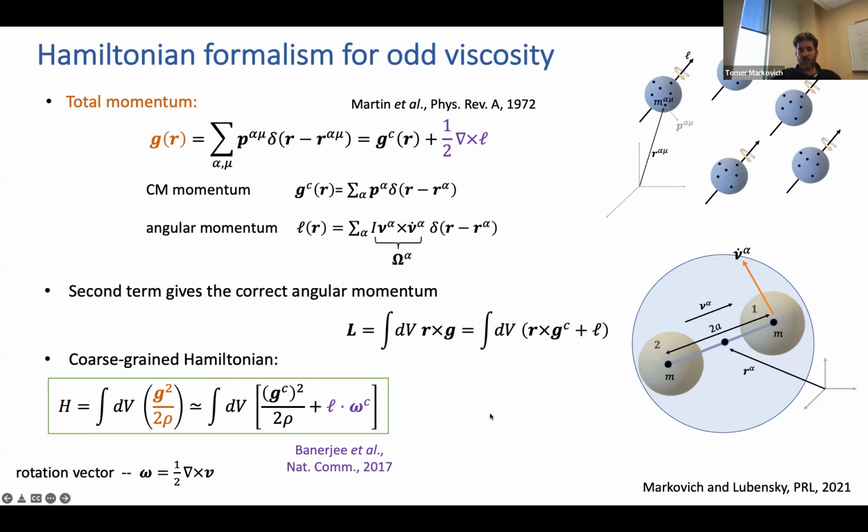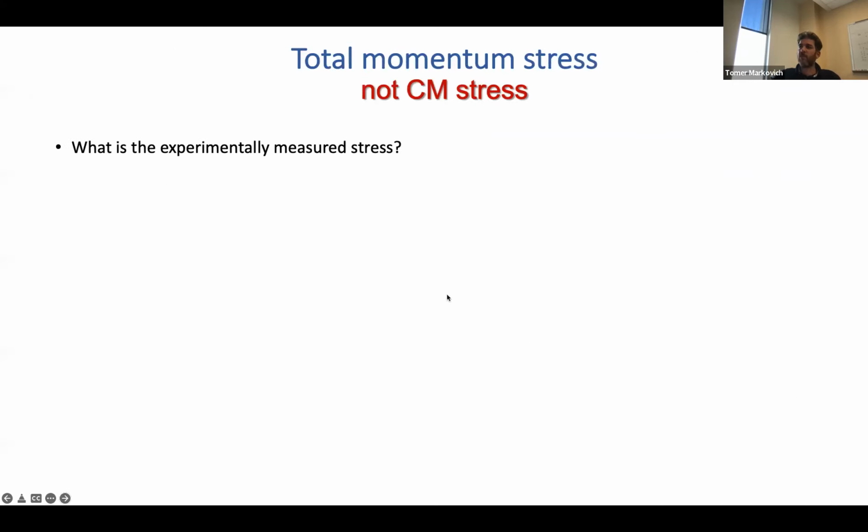Okay, so just a comment before I go there. Another reason to go to the total momentum stress is that when I actually measure the stress, if I try to shear my system, or if I try to move, I exert some force on the boundaries of the system. The force that I measure is related to the flux, the stress, so the flux of total momentum. It's not only coming from the center of mass.